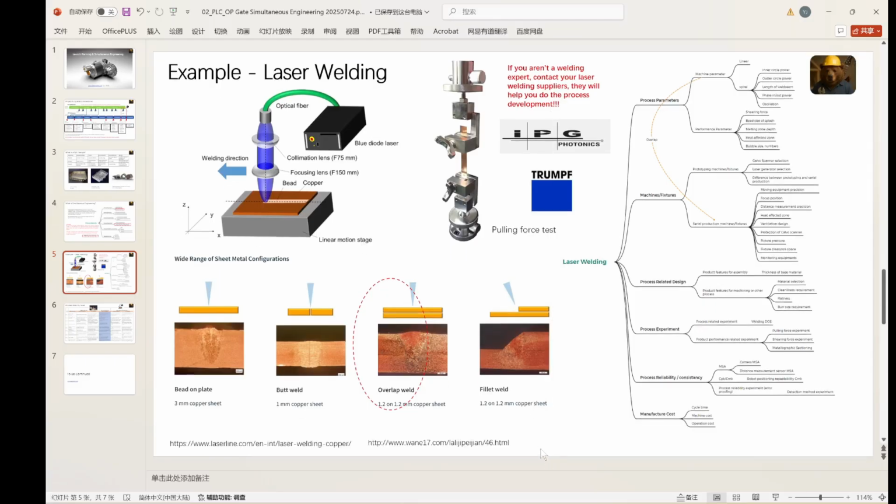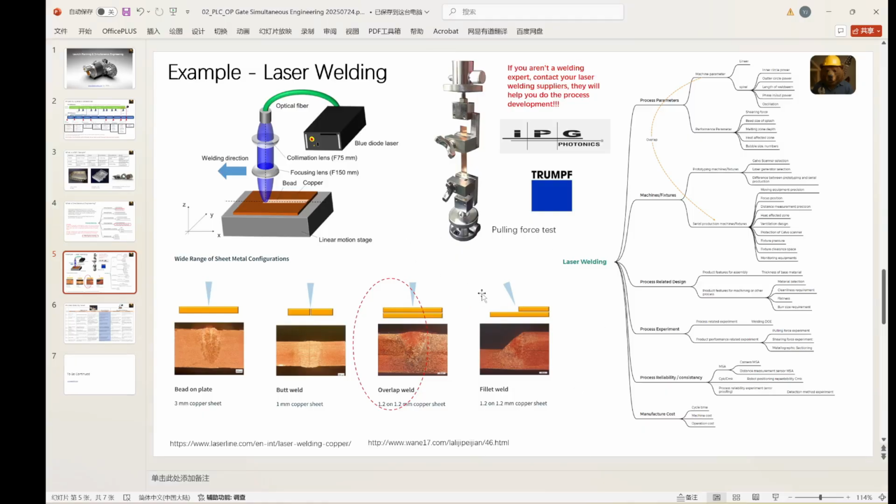This overlap weld means there are two layers of copper, the one on the top and the one on the bottom. The laser beam comes from the top and melts down the copper at the top layer, and then melts half of the copper at the second layer. These two layers of copper will be glued together. This is one of the most commonly used situations in inverter design. In inverter design, you use this a lot, and also butt weld.